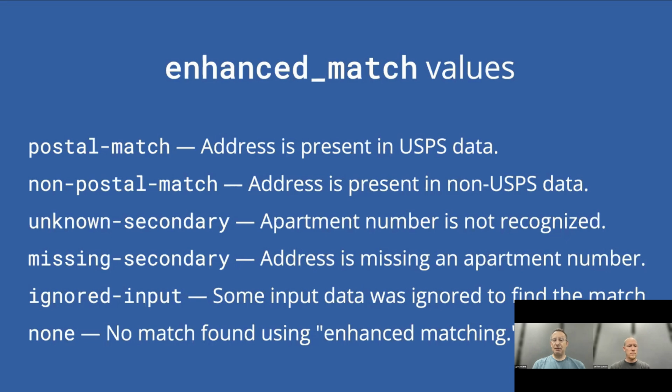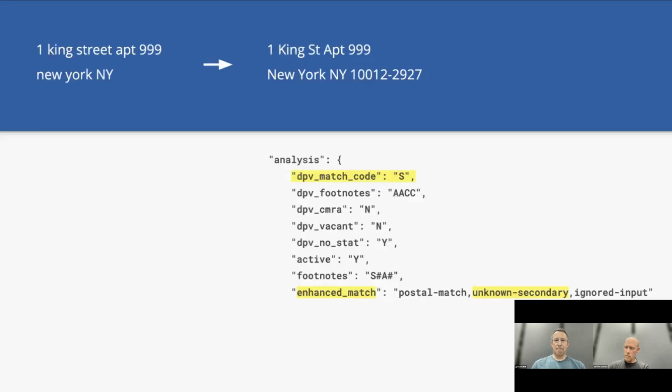Missing secondary, address is missing an apartment number. Ignored input simply means that some data that was submitted was ignored when we found the match. Nothing too rocket sciencey about it. And then enhanced match of none indicates that no match was found using our enhanced matching. So we've now covered what the possible answers are for those two fields, the DPV match code and enhanced match values. Let's jump into a bunch of address examples and see these in action.